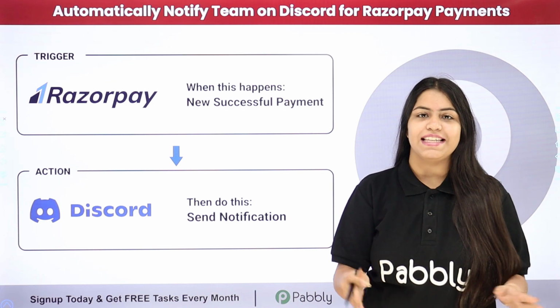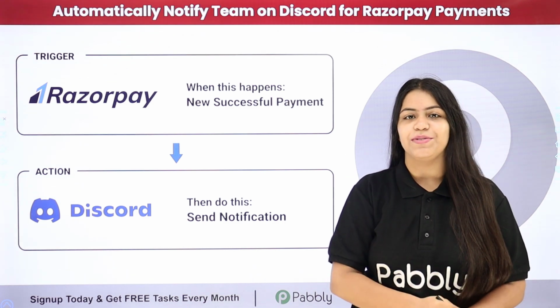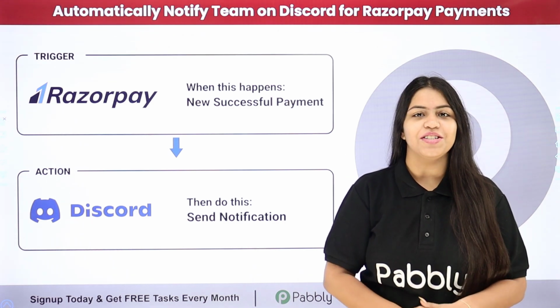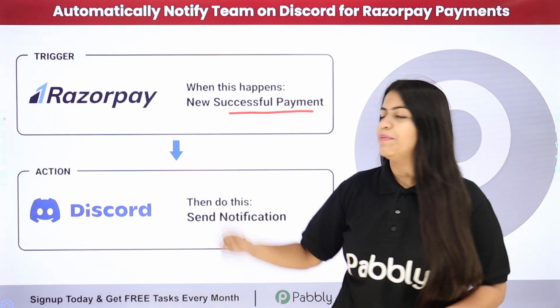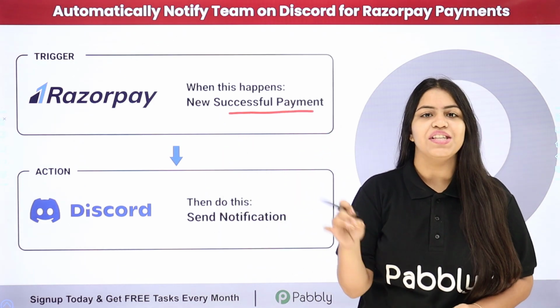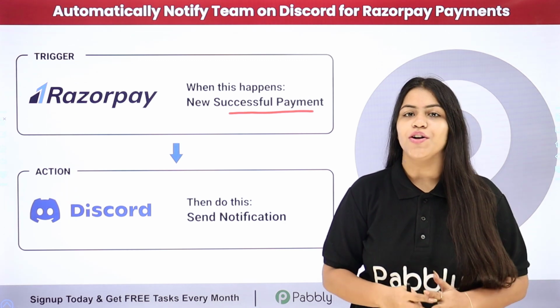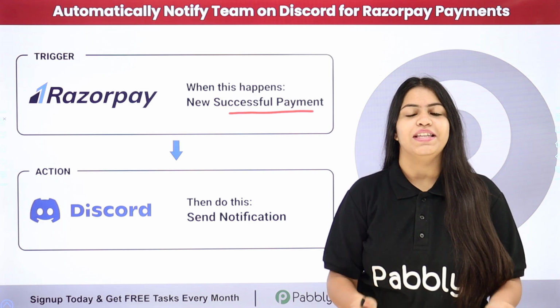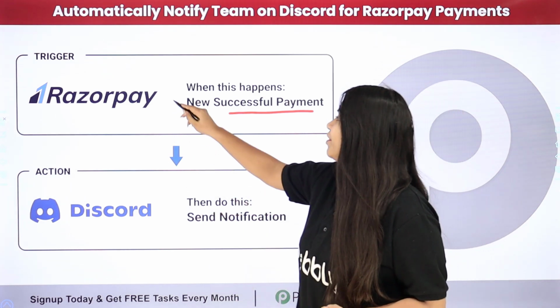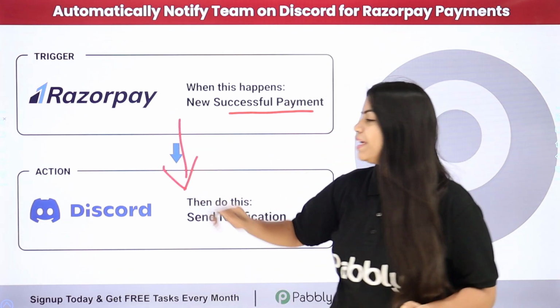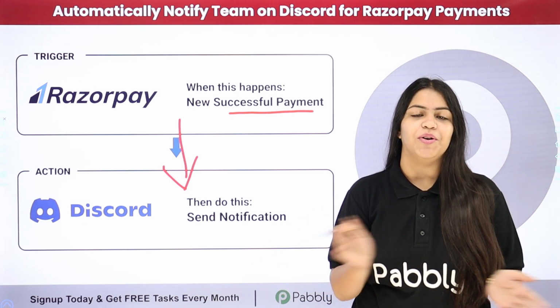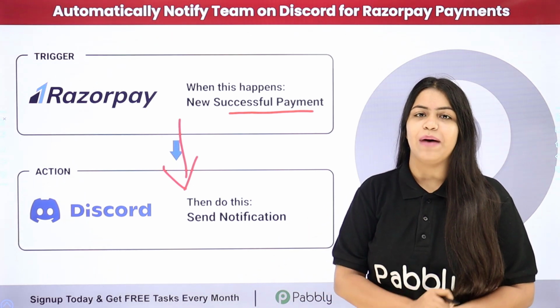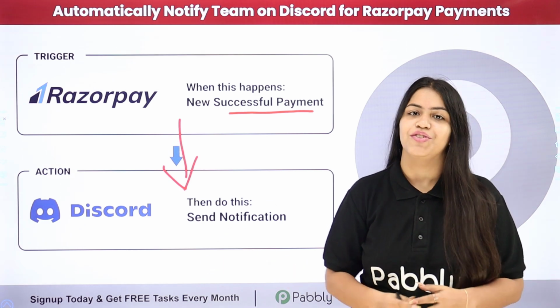So over here I'm running a skincare brand and we use Razorpay to sell our products online. So now what I want is that as soon as a new successful payment is made in my Razorpay account, which is as soon as we sell a new product, automatically my team on Discord should be notified about the same. So to do this, we are going to create a connection between Razorpay and Discord. To create this connection without knowing any programming or coding language, we are going to use Pabbly Connect. It is an amazing automation software.